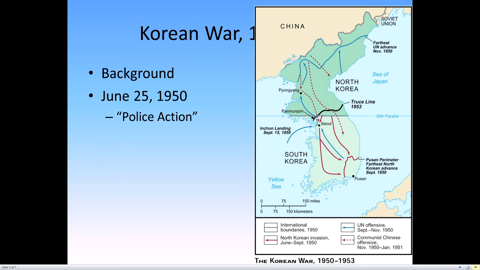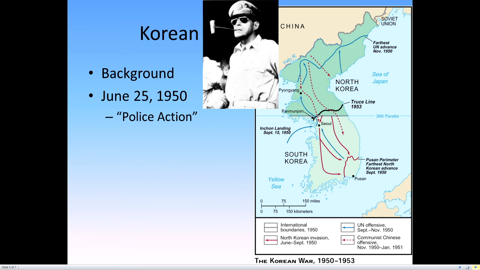And so the UN agrees they will have a police action where a UN peacekeeping force will go into South Korea and restore order. And it's going to be led by General Douglas MacArthur. There's a picture of him, the hero from World War II, who had more or less won the war in the Pacific against the Japanese. And over 80% of this army, that's going to have hundreds of thousands of soldiers, is going to be U.S. soldiers.